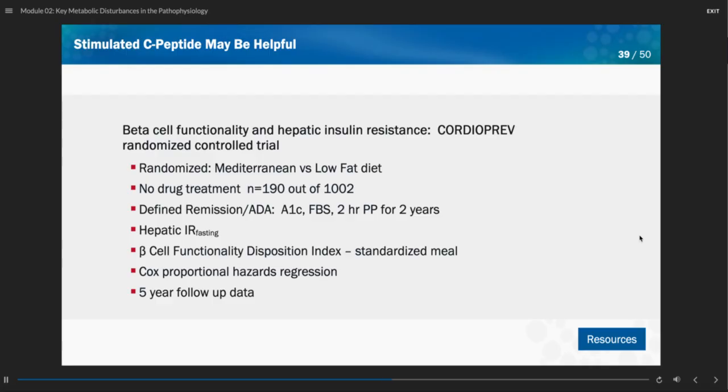As the authors looked at this, they defined remission per the American Diabetes Association by A1C, fasting blood sugars, and 2-hour postprandial, and looked at them over 2 years. They also measured hepatic insulin resistance fasting. They measured beta cell function using something called the disposition index, which is a mathematical approximation, looking at beta cell function after a standardized meal. We'll talk a little bit more about that later. They used Cox proportional hazards regression and then followed for 5 years to see what would happen.